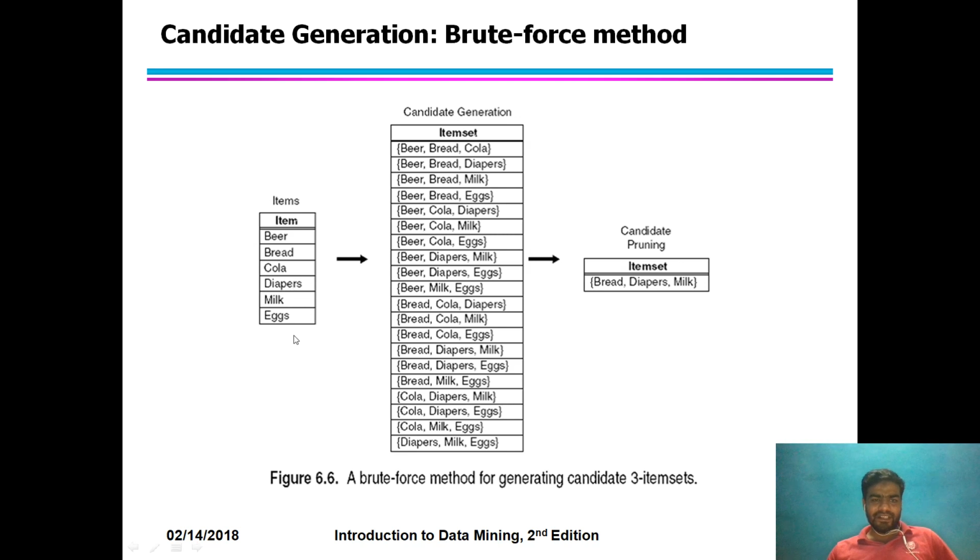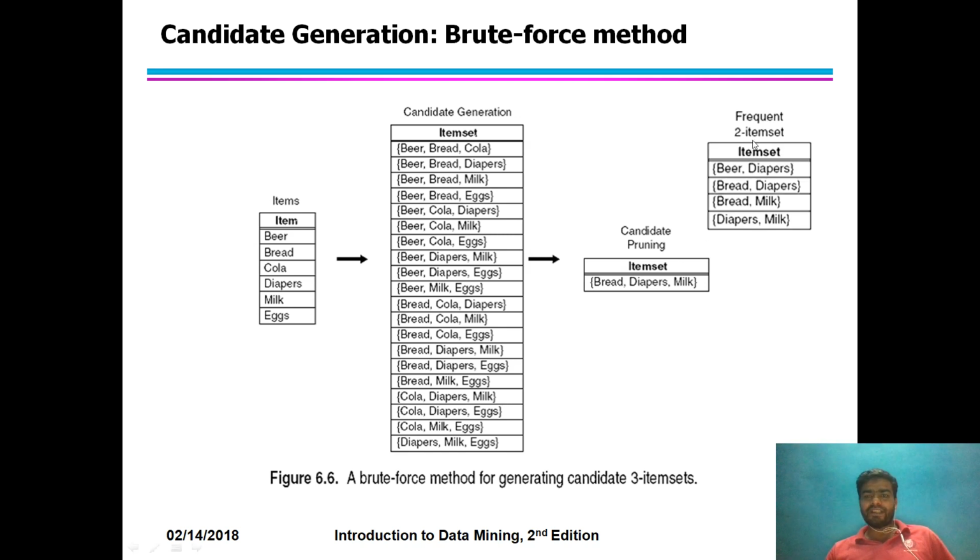So combine each and everything: first take two items, beer and bread, combine with cola, with diaper, with milk, and with eggs. Then leave the bread, take the combination of beer and cola combined with diaper, milk, and so on. When you apply the brute force method to all of these, then candidate pruning gives the final item set. The frequent item set that we found is only bread, diaper, and milk, whose support count is at least 3.